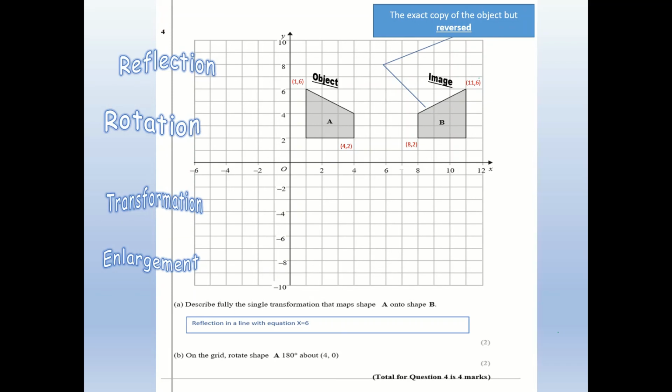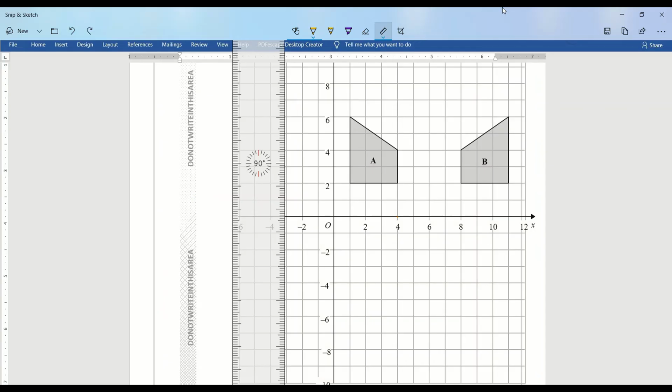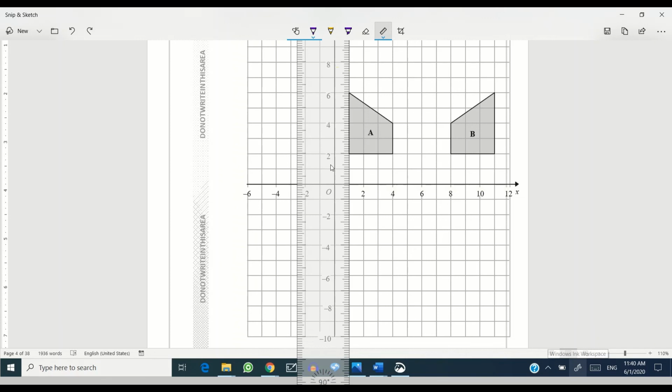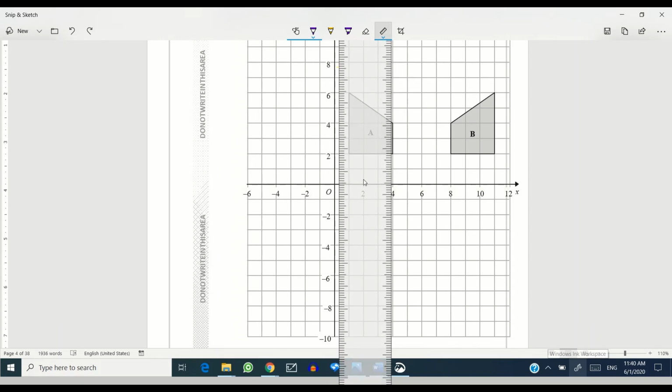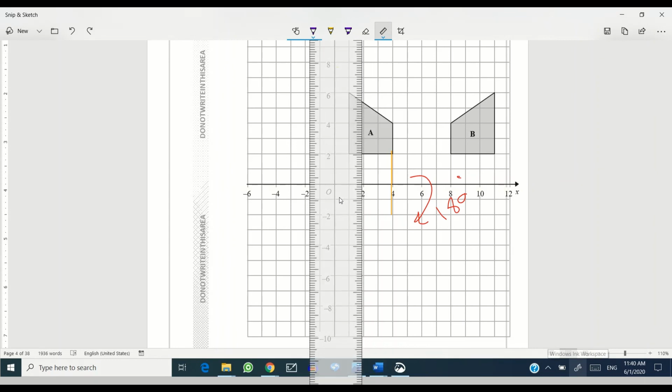On the grid, rotate shape A 180 degrees about (0,4). Here, the direction of rotation is not mentioned, whether clockwise or anti-clockwise, because it doesn't matter in a 180 degree rotation, and we'll see now why. To do the rotation, first we should mark the center of rotation on the grid at (0,4). Then join the center to any corner on object A. We can start with the nearest one, and then rotate the line 180 degrees to the equivalent corner. We'll do the same thing with the other corners.